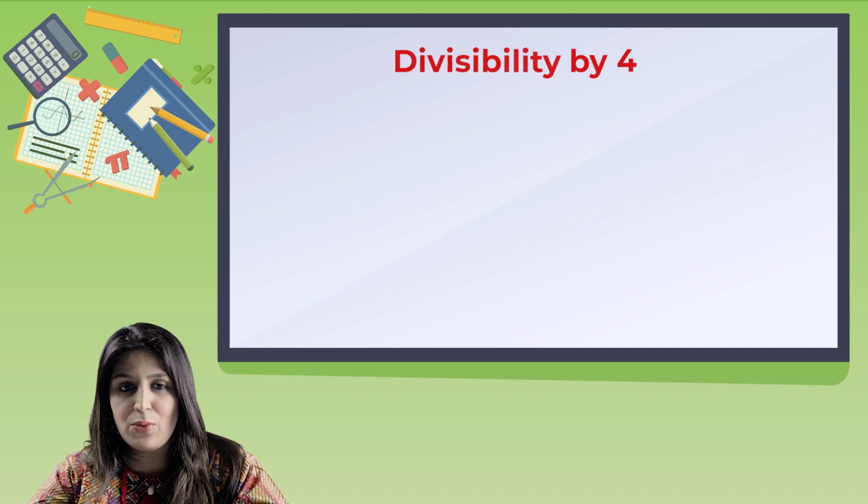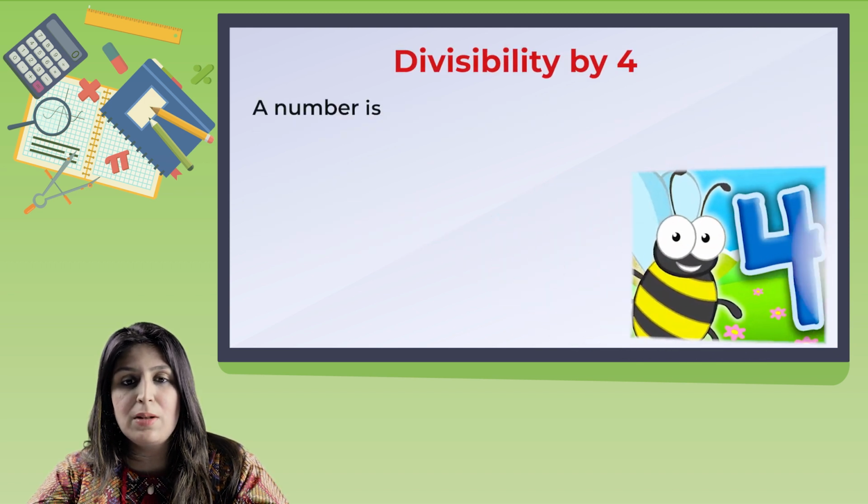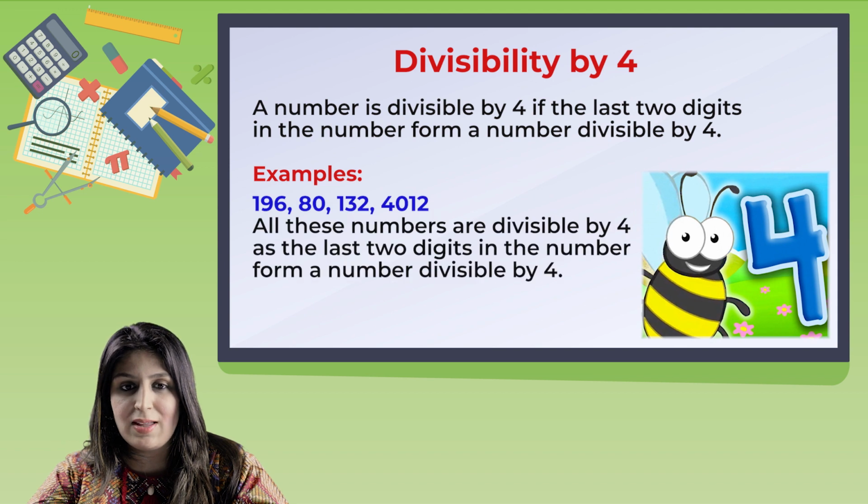Divisibility rule for number 4. A number is divisible by 4 if the last two digits in the number form a number divisible by 4. Example: 196, 80, 132, 4012. All these numbers are divisible by 4 as the last two digits in the number form a number divisible by 4.